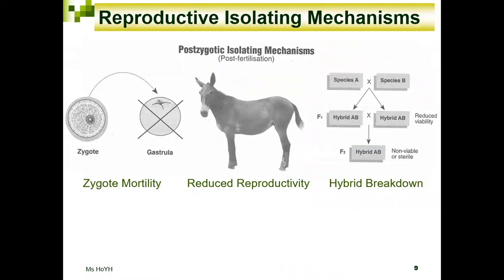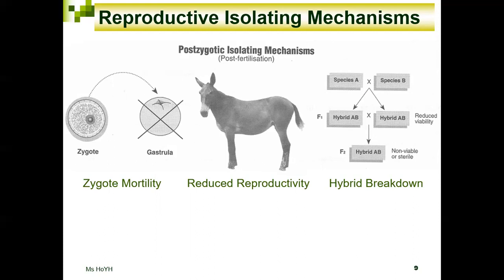Then we have postzygotic isolating mechanism. Postzygotic means they manage to interbreed, and the zygote manages to form, that's why it's postzygotic. But after the zygote is formed, there's some problem. The first one is zygote mortality, meaning the zygote dies and cannot grow. The second one is reduced fertility, so offspring are produced, but the offspring is sterile.